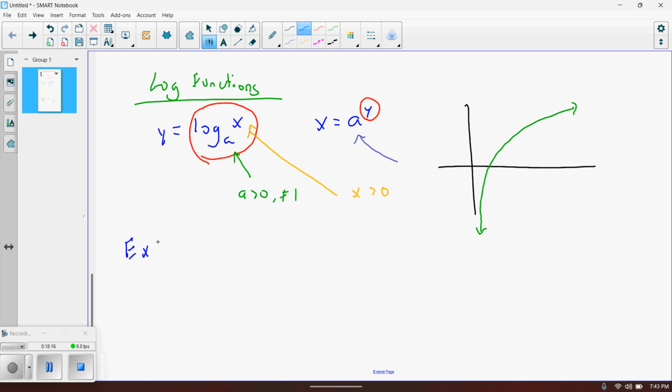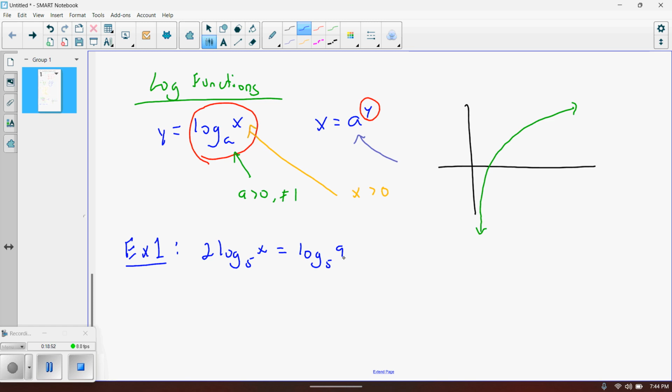Since we're starting a new part, we'll go back to example 1. Okay, let's start off with, no, let's not do that example. Let's do this one: 2 log base 5 of x equals log base 5 of 9.